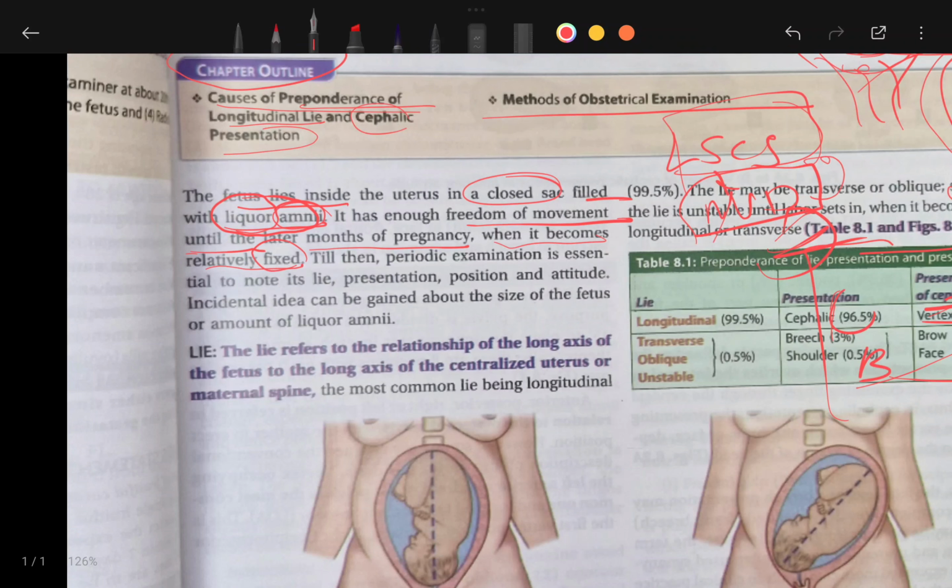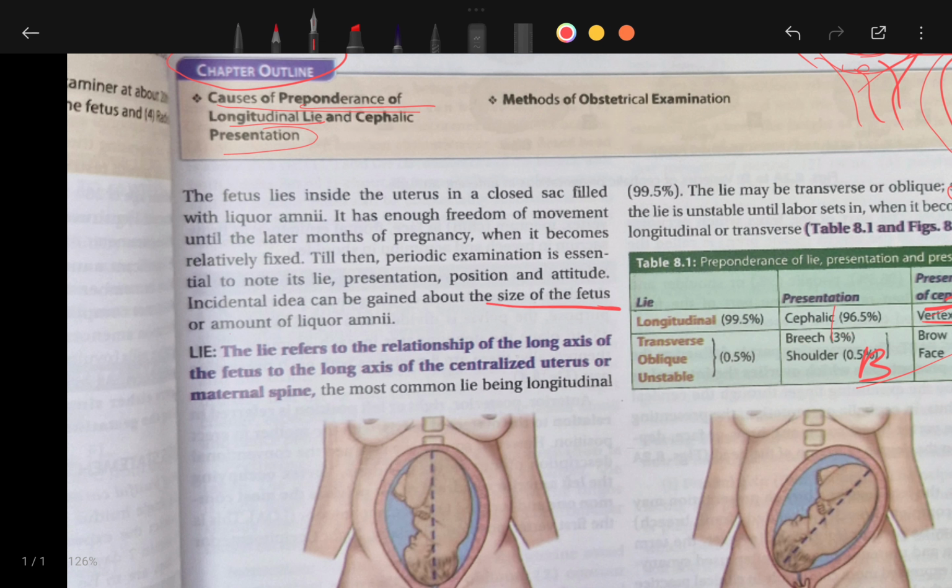When it becomes relatively fixed, that is in the later months of the pregnancy. Till then, the period of examination is essential to note its lie and presentation. This keeps on changing. We'll be noting the lie, presentation, position and attitude. An incidental idea can be gained about the size of the fetus and the amount of liquor amnii.